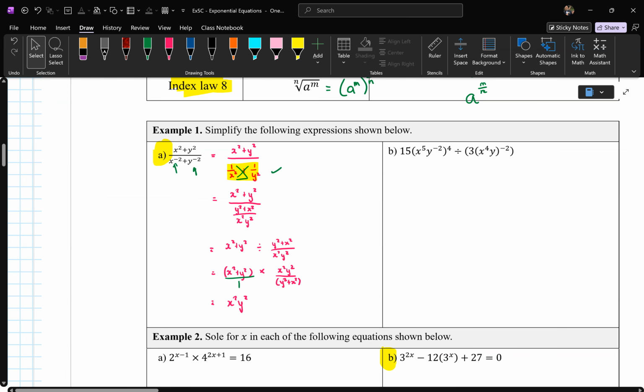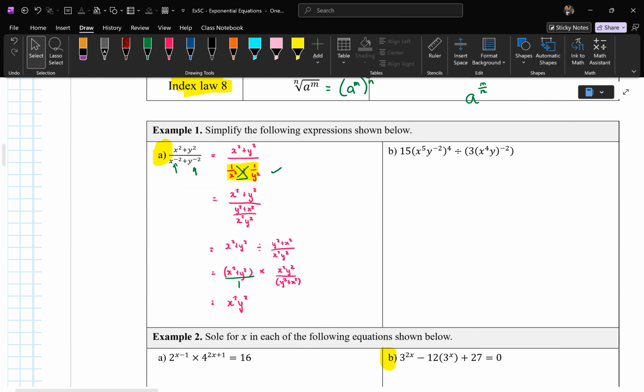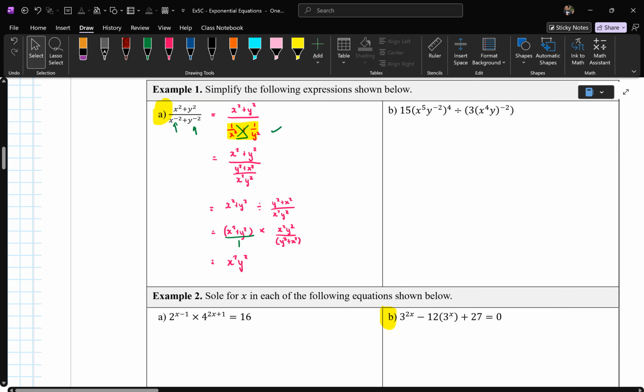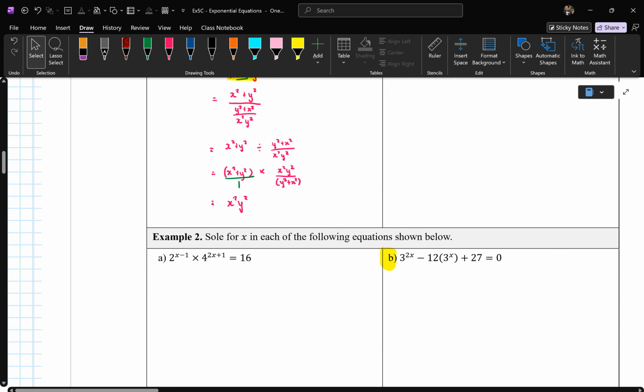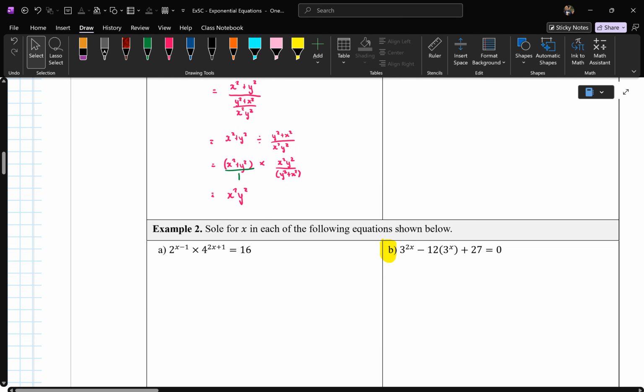It's the same thing, just go through the powers correctly. I'll write up the solutions later. But I'm interested in example 2B. This one you would have seen last year, and we probably chucked it in the exam as well. Let's see if you can see it.